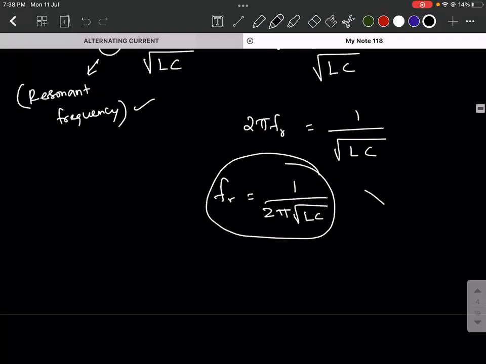It's a very, very important topic. There's a very important mathematical expression in this chapter, and based on this, many problems are asked.